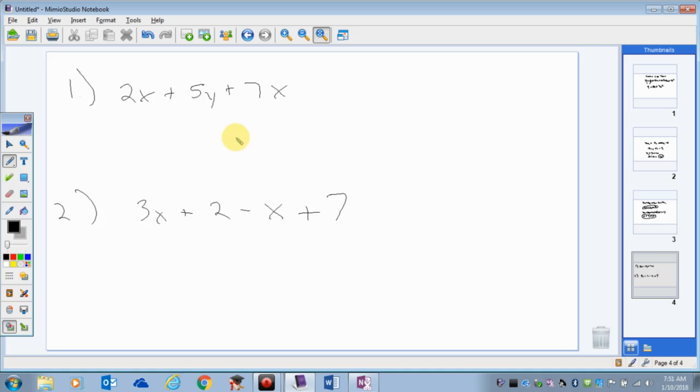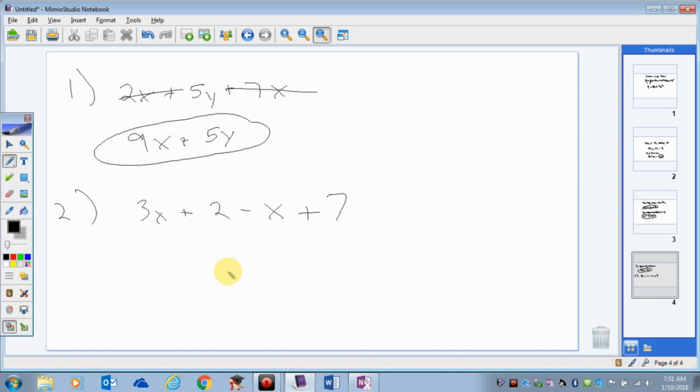Alright, you should have these worked out by now. So we look at number 1. Is there anything that's like 2x? And there is, 7x, and it's being added. So 2x plus 7x is going to give us 9x. And then all that's left is plus 5y. So that one would be 9x plus 5y will be your simplified version of that expression.